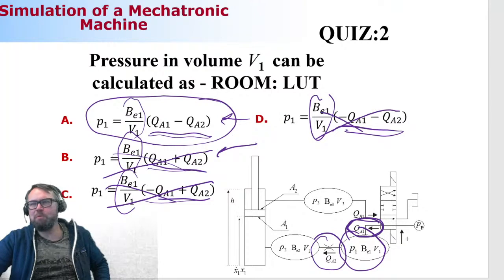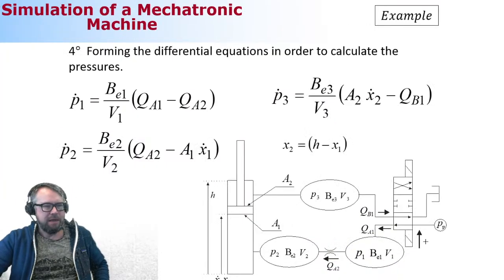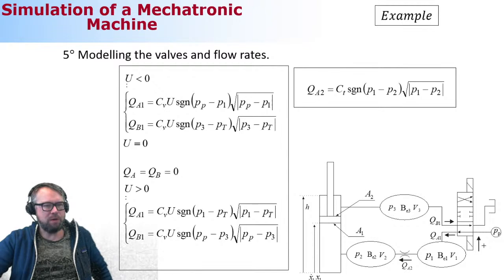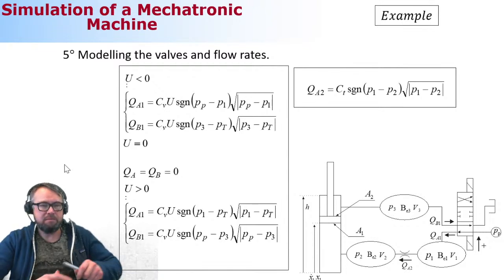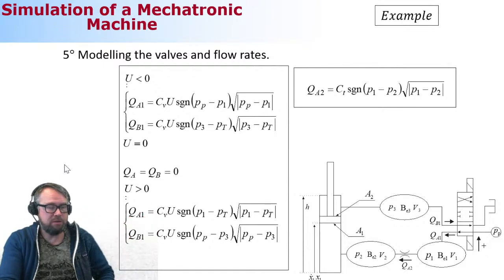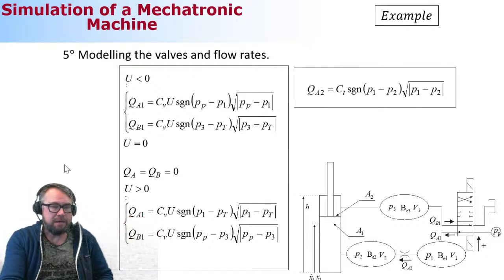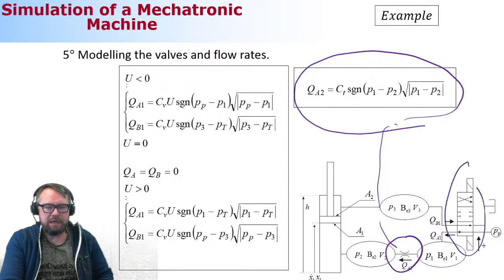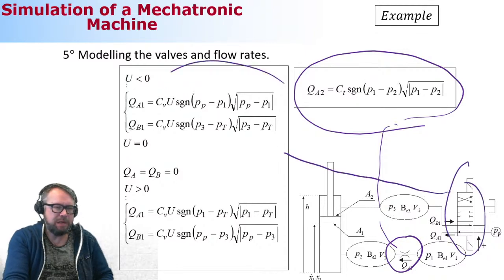So one couple more steps and then we're done with the hydraulics. Not much. Here it is. So these are the pressure equations. Then step number 5, we're modeling the valves and flow rates. And that's going to be fairly straightforward. We're going to use the equation we learned last week about the throttle valve, which is this one here. This is a description of a throttle valve. This is a description of a direction valve.